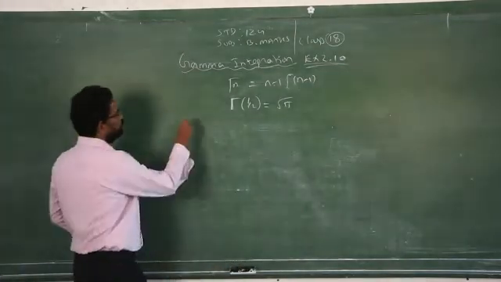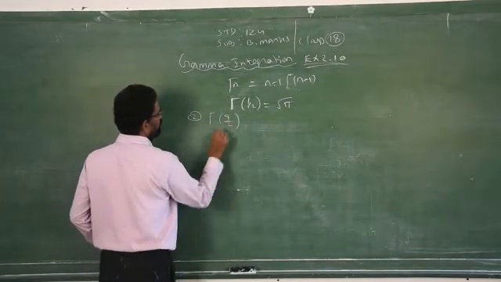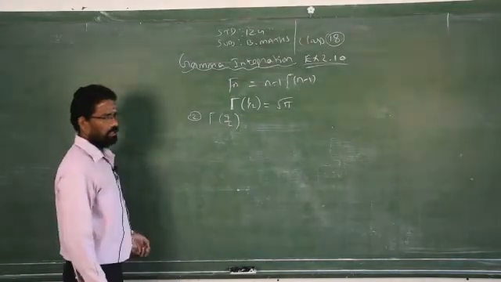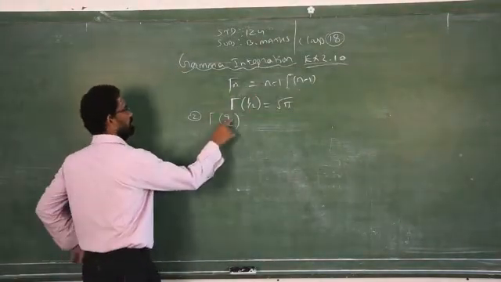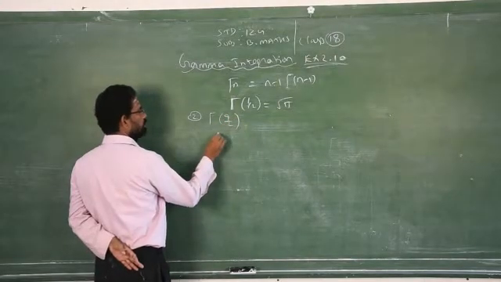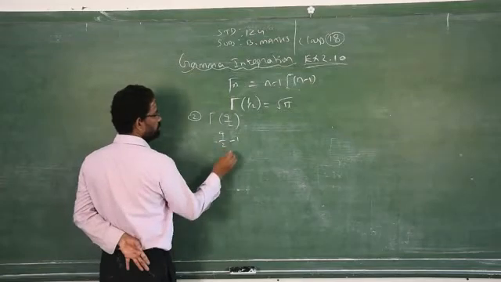Sum number 2, it is given gamma 9 by 2. It is in fractional format, it is greater than 1. It is not less than 1. So, what is the process? According to the formula, you have to subtract 1 from 9 by 2. That is 9 by 2 minus 1.